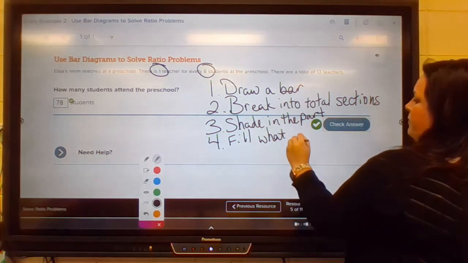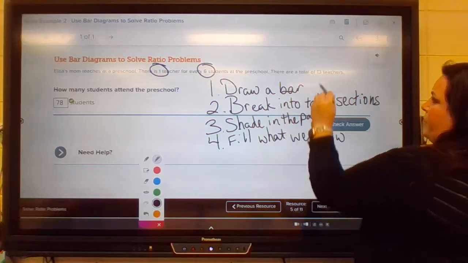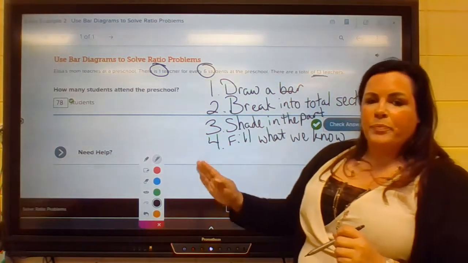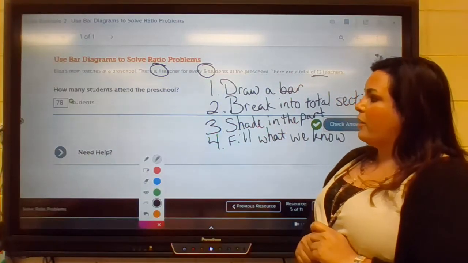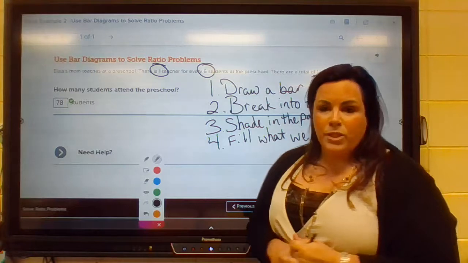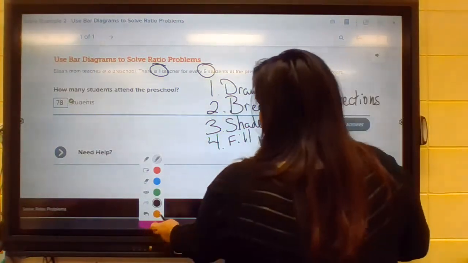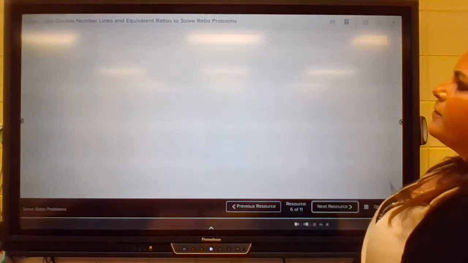So if we know that there's 13 in that part, right? This 13, we're going to put that in one box, but then every box is also worth 13. So we fill in 13 for all the boxes. And in the end, we just simply multiply. Okay? All right, excellent. So let's move along to our next.